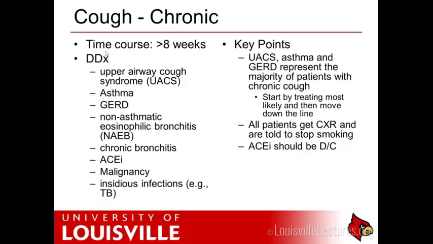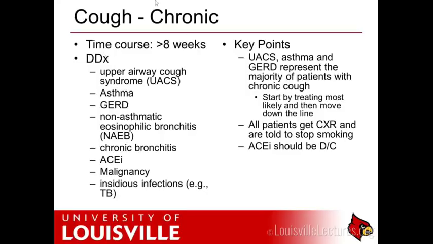If at any point during that algorithm they get a little benefit but they're still not better, continue that treatment. Say I think it's upper airway cough syndrome, I'm going to start an antihistamine or decongestant, that helps a little bit, but they're still not doing as well as they want to. Then say I think GERD's the most likely. After that, I would keep either the antihistamine or the decongestant and then start a PPI on top of it. If it didn't help at all, then I would just stop that and switch to a PPI.